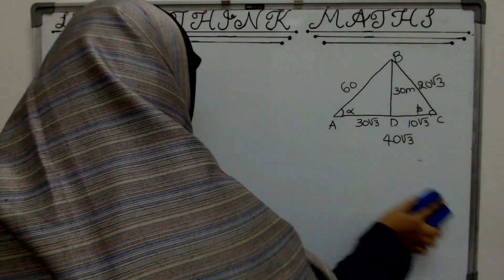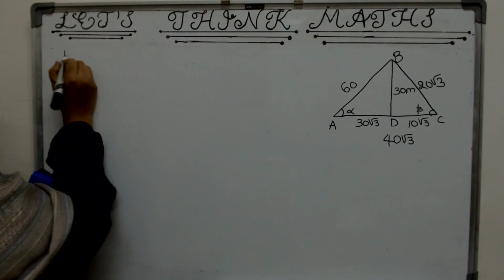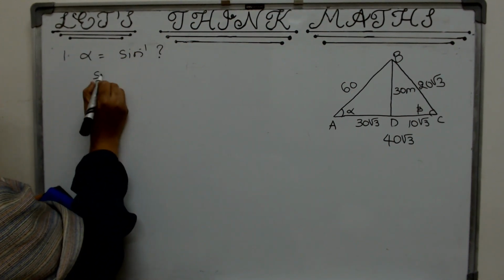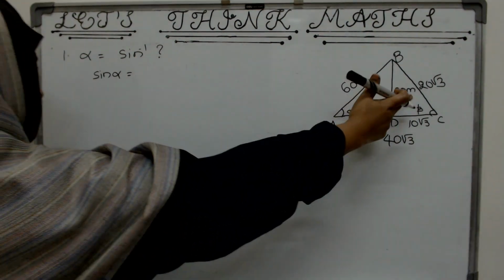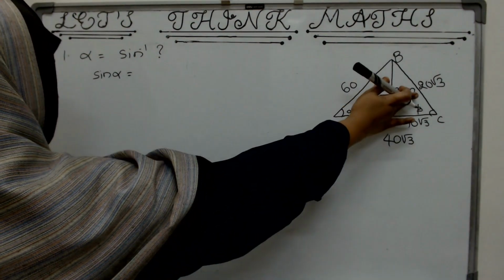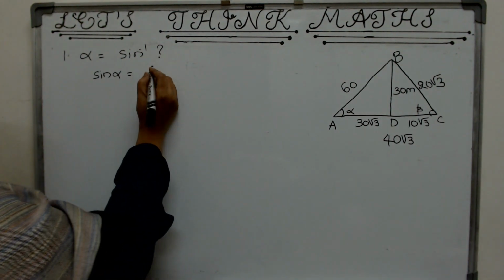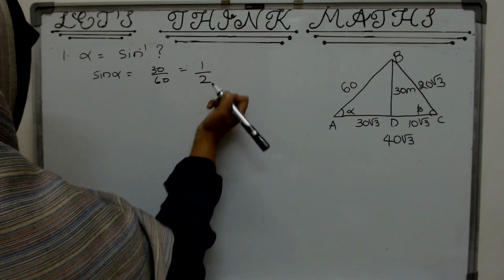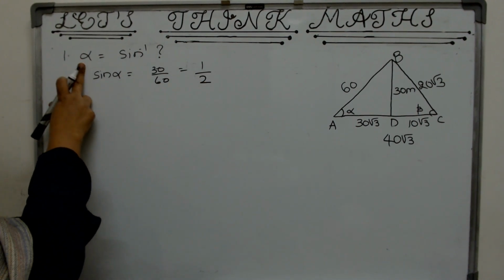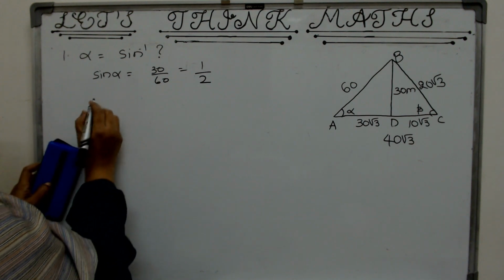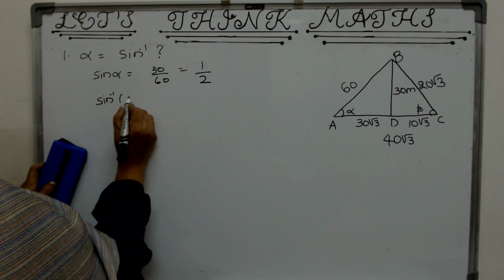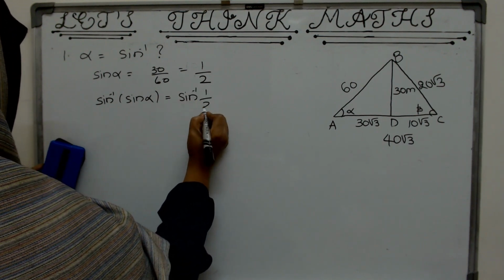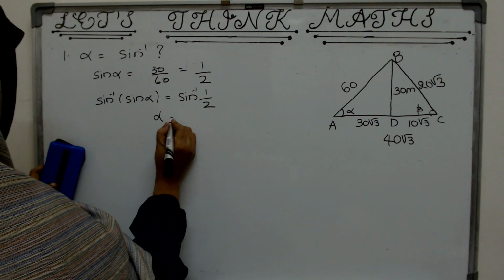And what is the first question you have here? Alpha is sine inverse of what? So take sine alpha. It is the opposite side. Alpha is here. Its opposite side by its hypotenuse, which is 30 divided by 60, which is half. But we need to find alpha, right? So we take sine inverse on both sides. So sine inverse of sine alpha is equal to sine inverse of half.